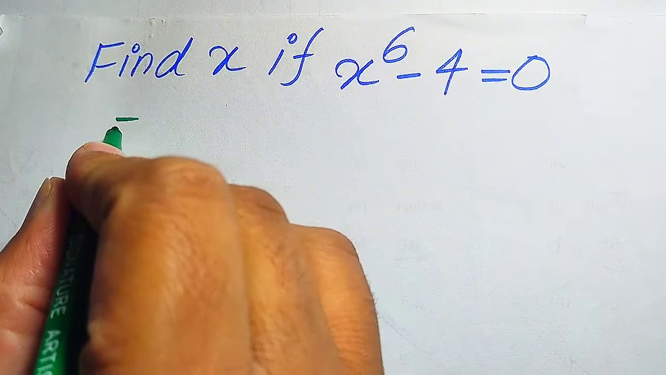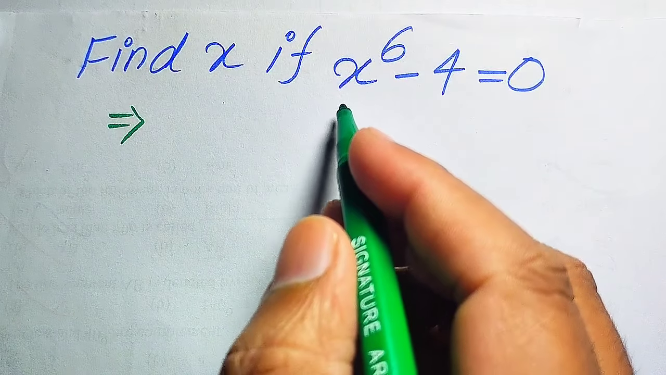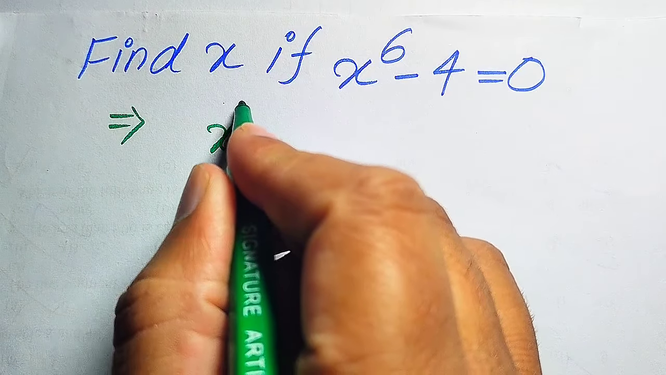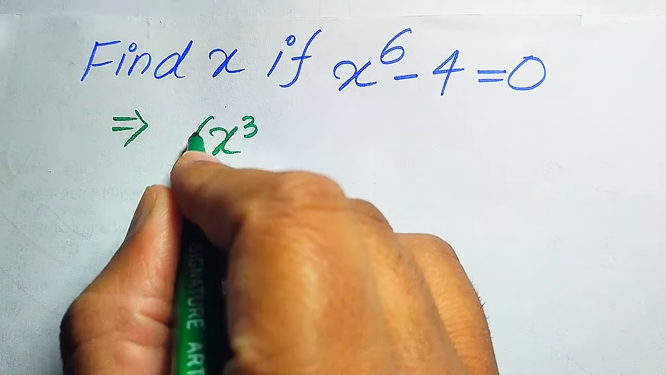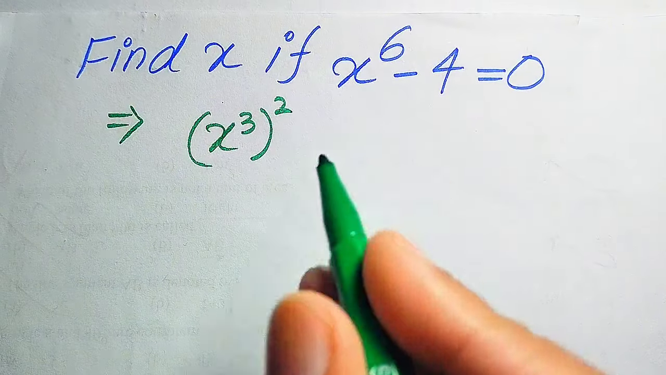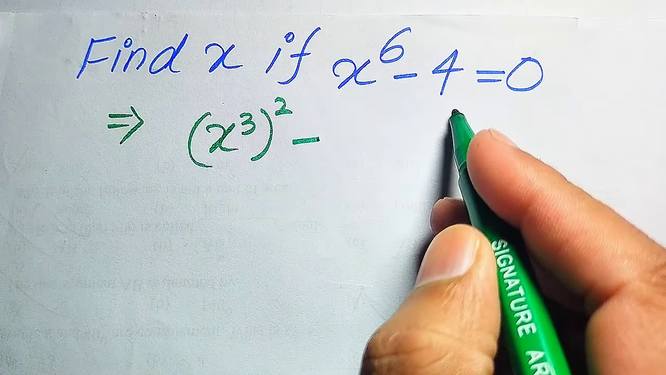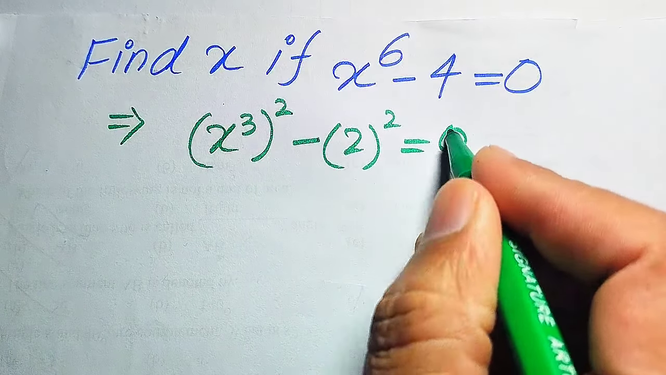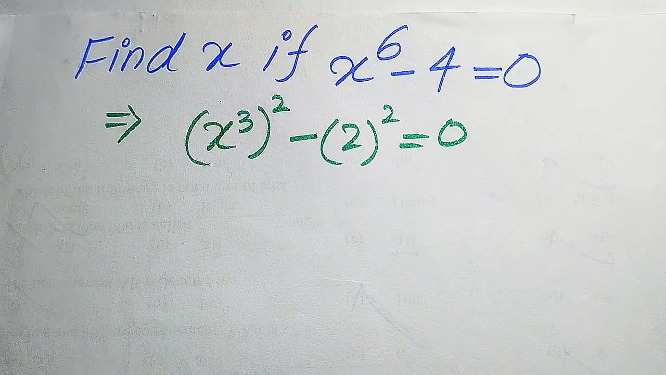So here first we need to rewrite this equation. Here this is x to the power of 6, and we write it as x to the power of 3 and its whole square, because 3 times 2 becomes 6. Minus, in the same pattern, we write this 4 as 2 squared, and this whole equation is equal to 0.